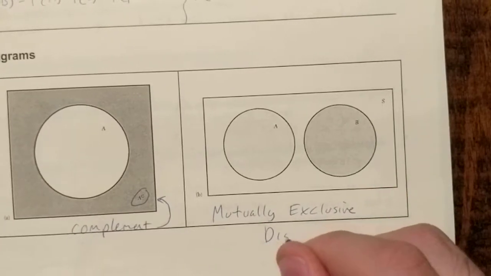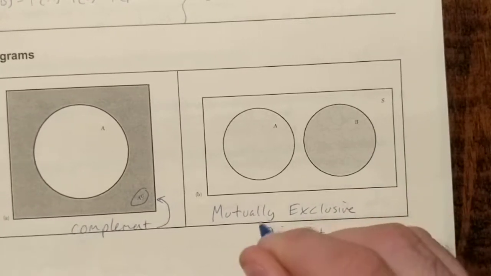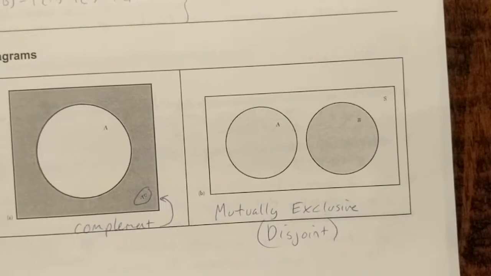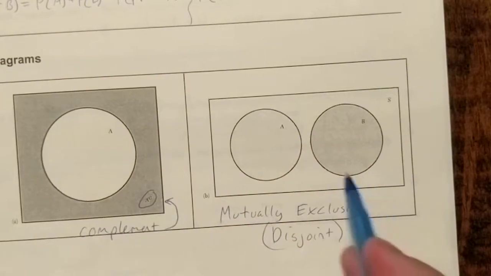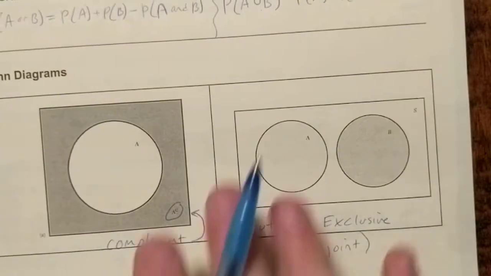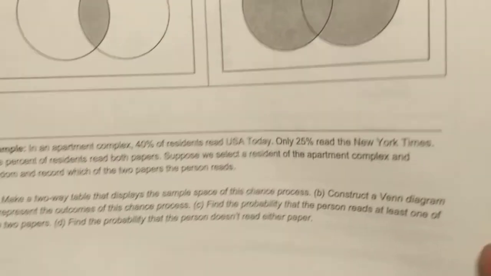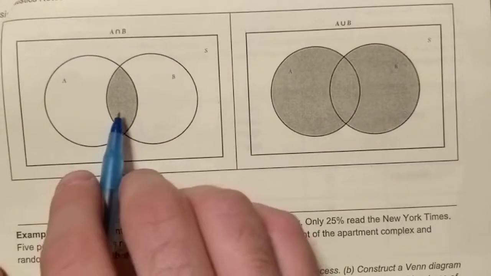Or we call them disjoint. Those two things mean the same thing. So if you see two circles like that, mutually exclusive or disjoint, if they were to overlap, that changes things. Now you don't have mutually exclusive events anymore.